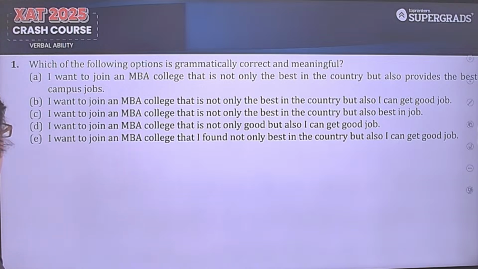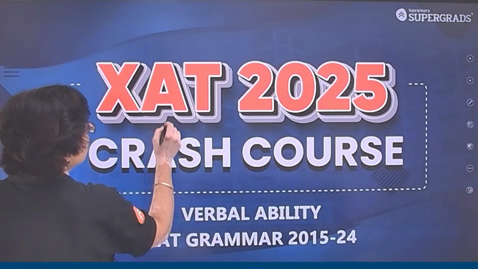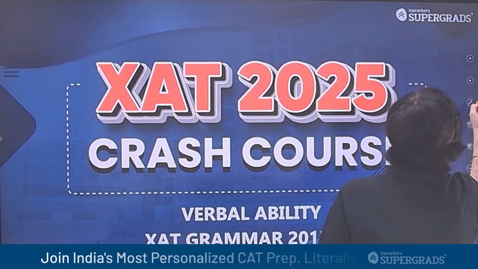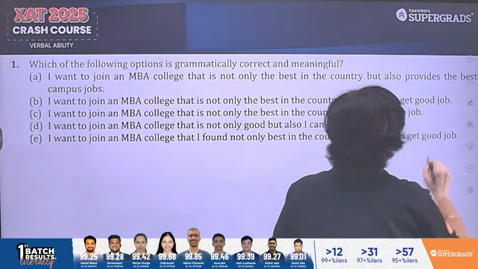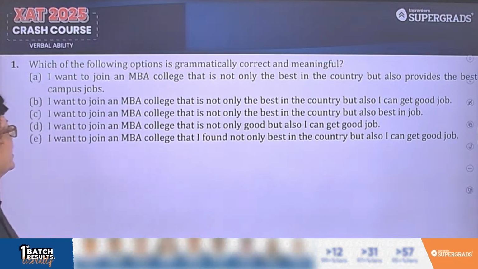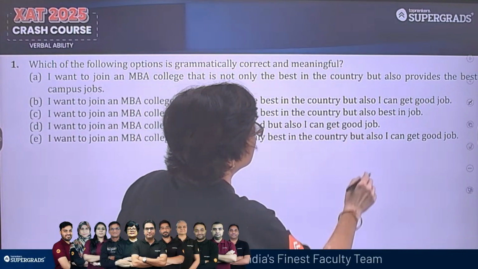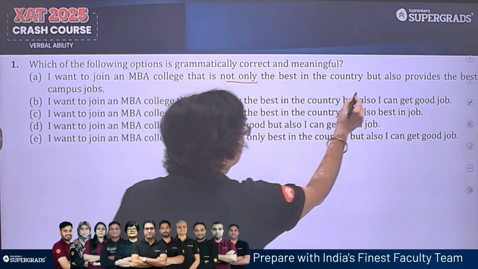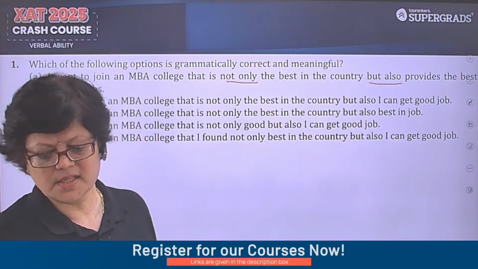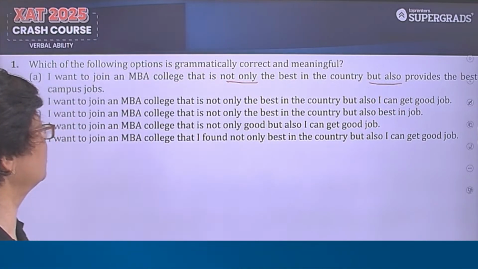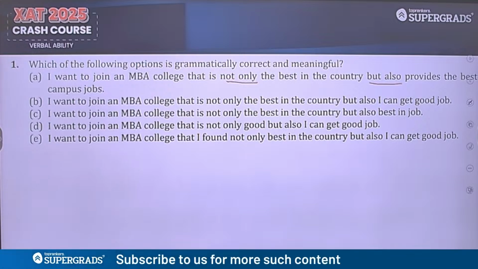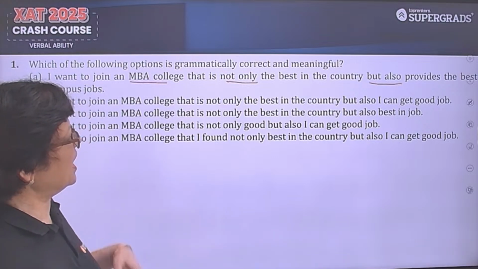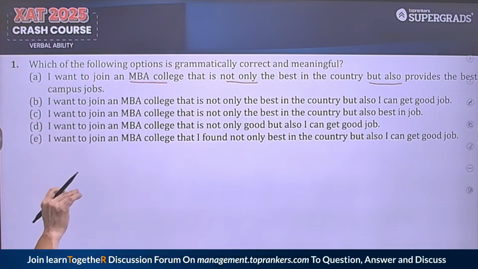I will read out the question to you. I want to join an MBA college that is not only the best in the country, but also provides the best campus jobs. Not only, but also. So this is the use of correlative conjunction, not only, but also. The talk is of an MBA college that should be the best and should also give the best campus jobs, something like this. Okay.